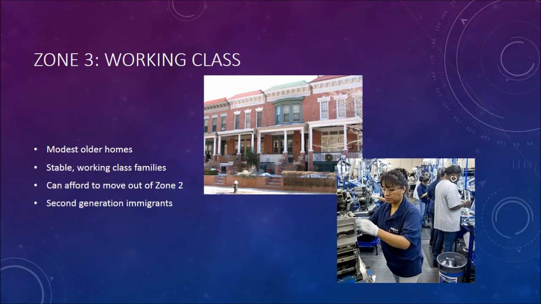Zone 3 is home to the working class. This zone consists of older homes occupied by stable, working class families. These are the people who can afford to move out of Zone 2, however cannot necessarily afford to move farther out of the city. A large percentage of the people here rent as well. Also, a lot of the residents of this zone are second-generation immigrant families who may have previously lived in the zone of transition.